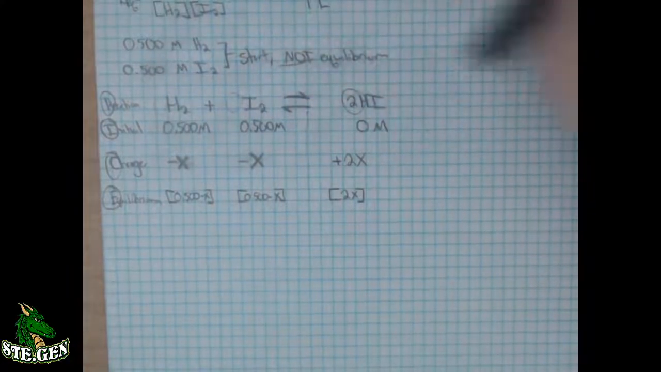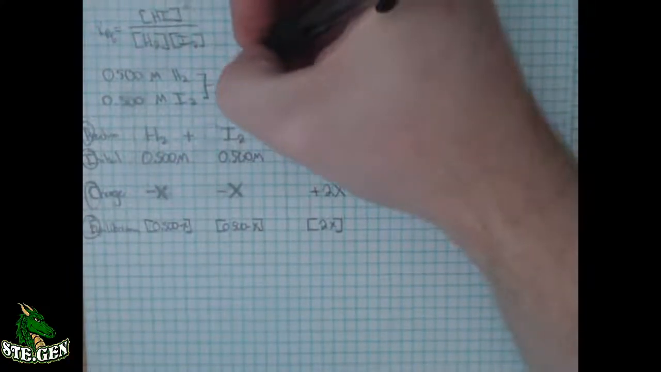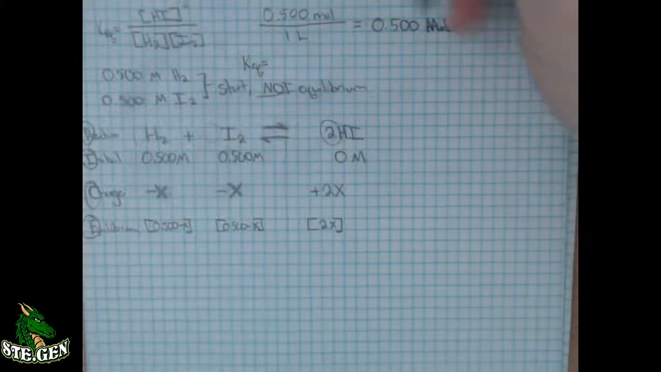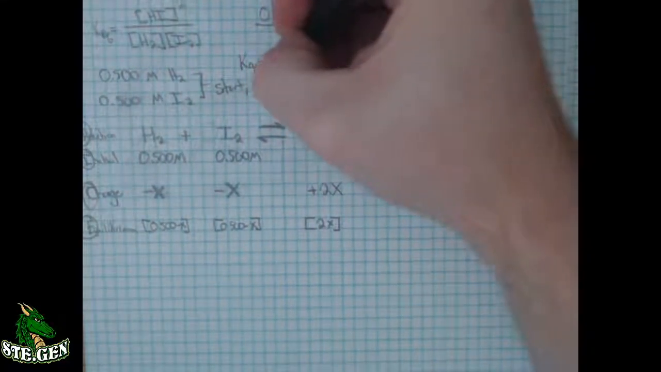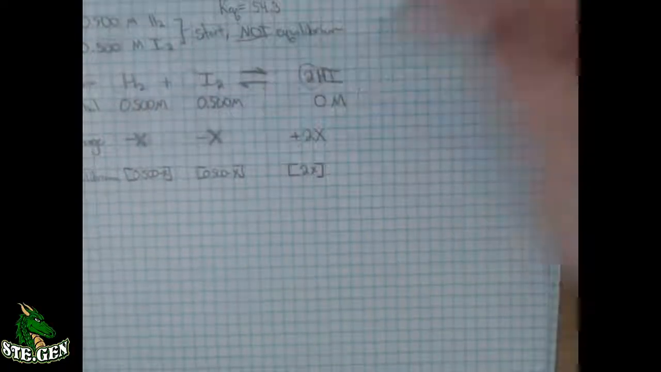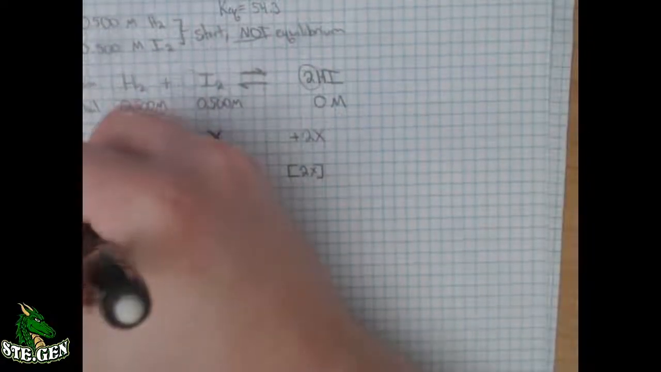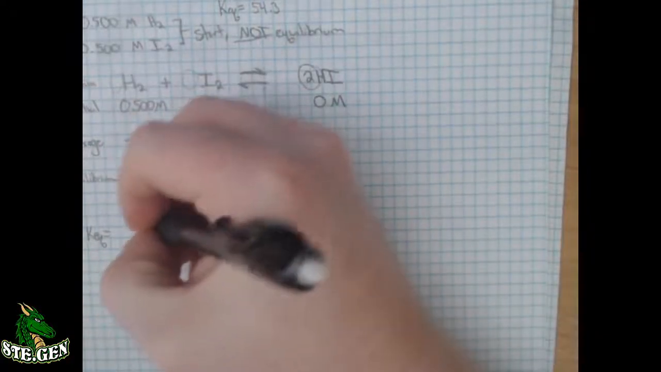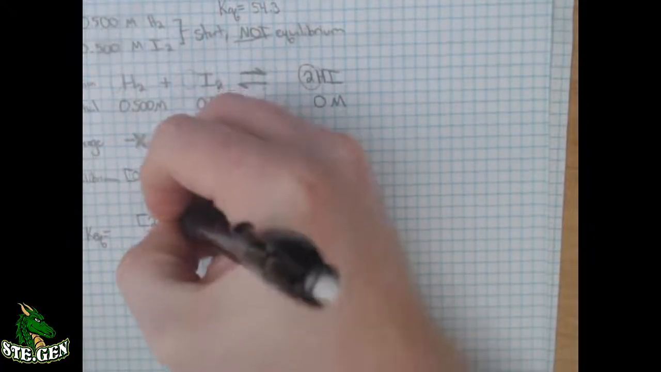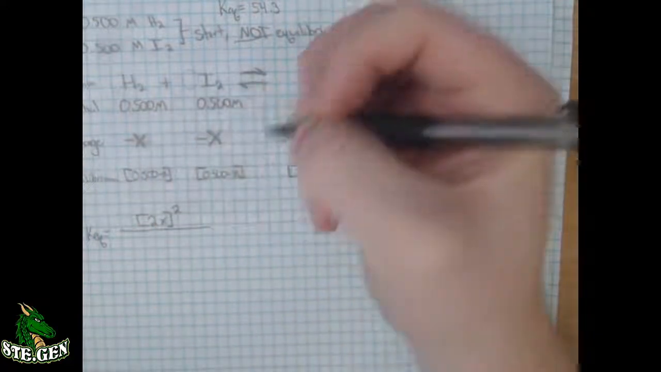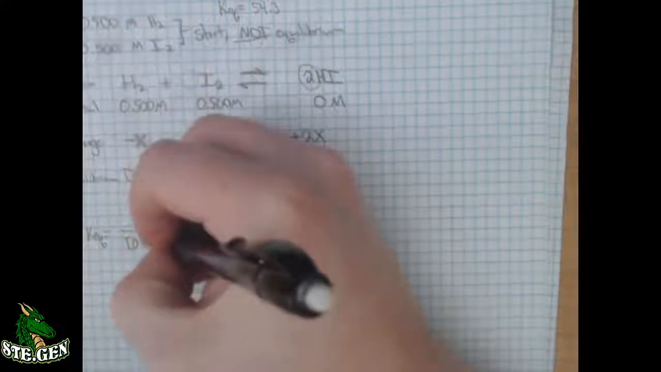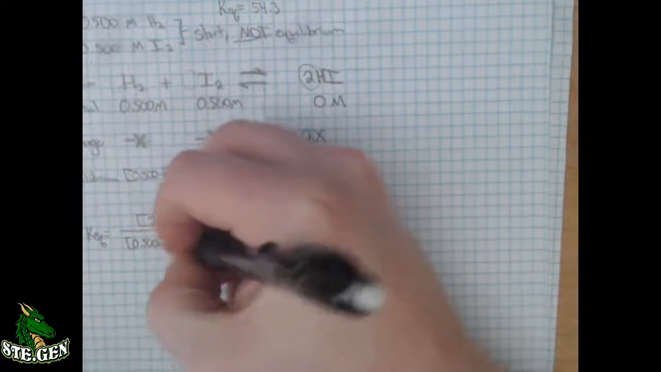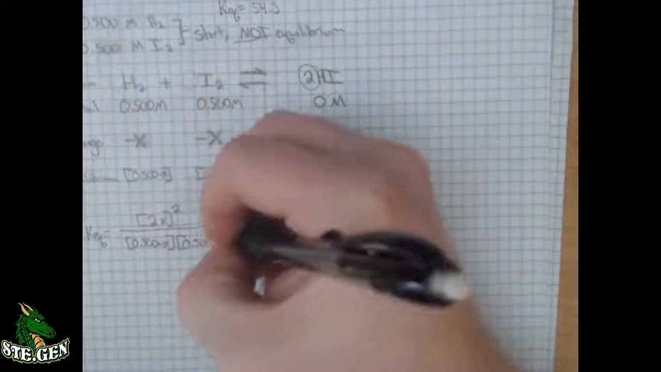Now, just as a reminder, I'm going to rewrite it up here, and we'll need it in a second. The KEQ that it gave you in the problem was 54.3. So if we take these numbers, KEQ equals, first we're going to put our 2x, and then we square it, and then we divide that by 0.500 minus x times 0.500 minus x.